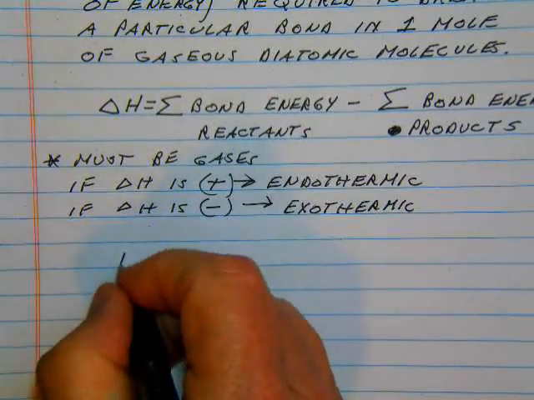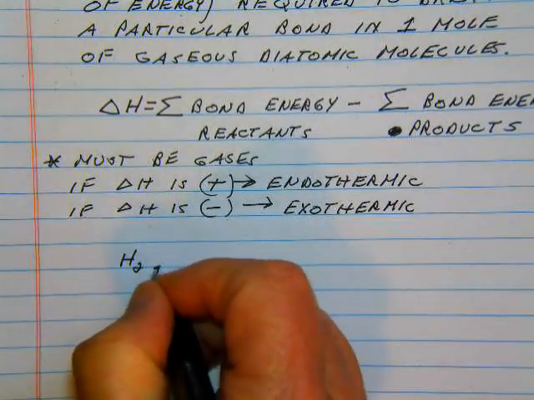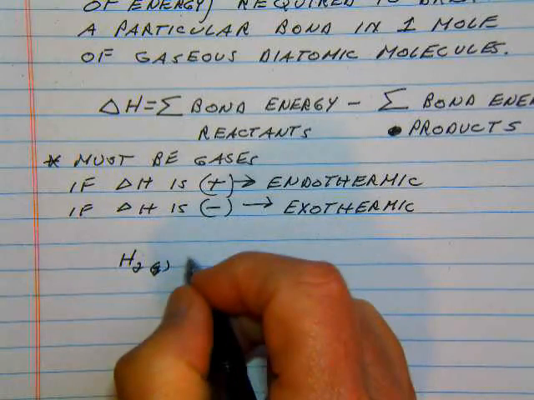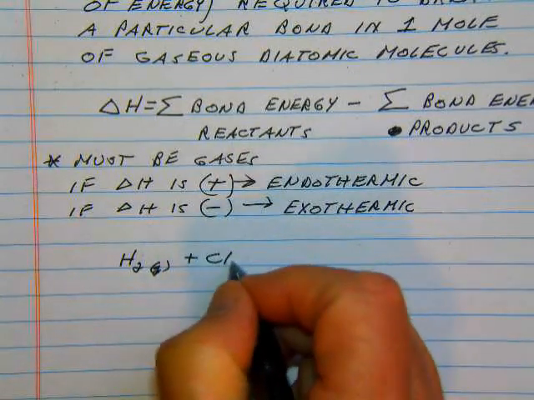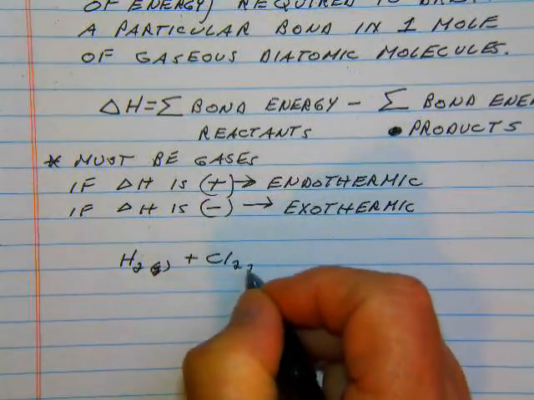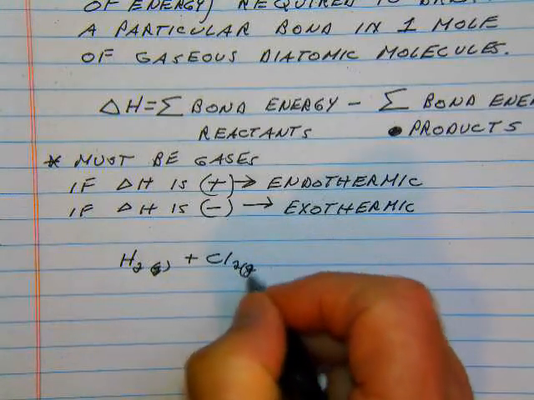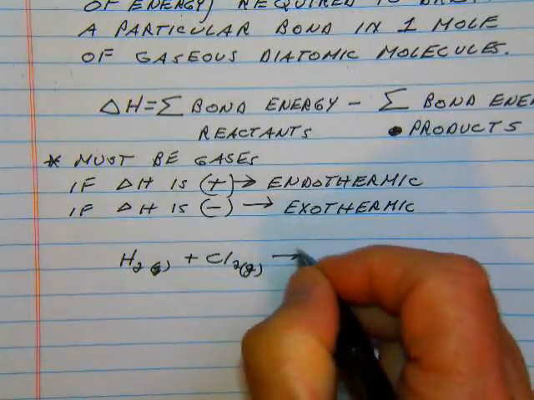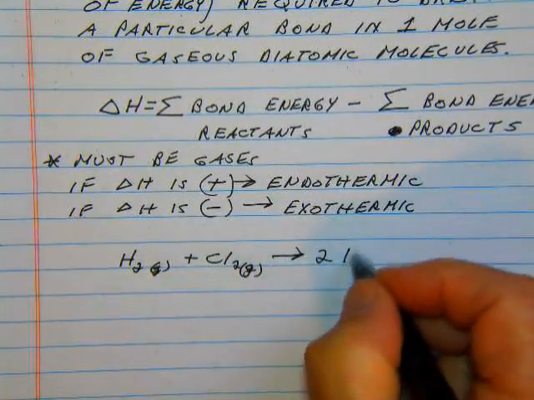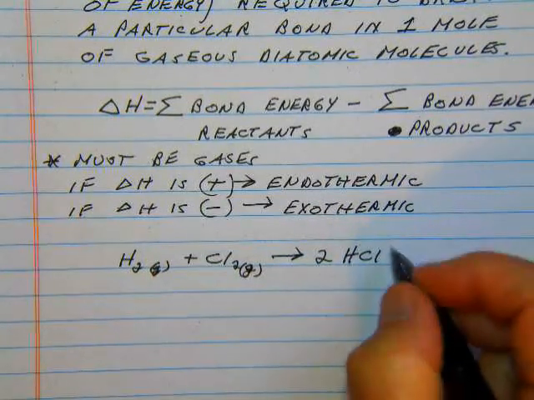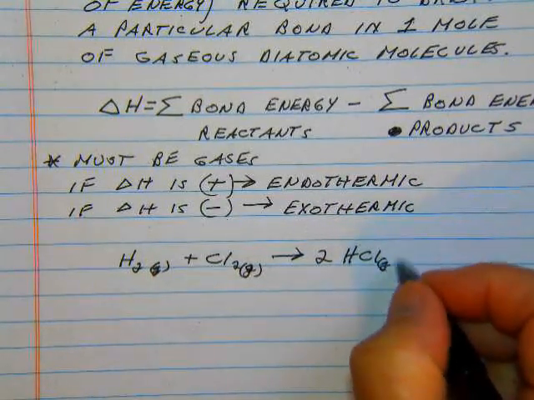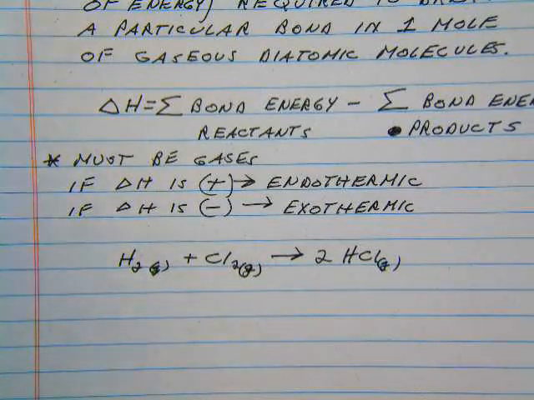All right, so let's do an example. Let's take hydrogen in the gaseous state plus chlorine in the gaseous state, and it goes to hydrogen chloride in the gaseous state. You always have to work with a balanced equation. So if we balance this out, we have 1 mole of hydrogen gas plus 1 mole of chlorine gas giving us 2 moles of hydrogen chloride gas.